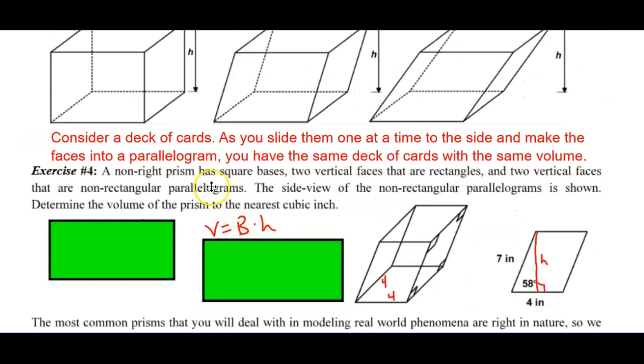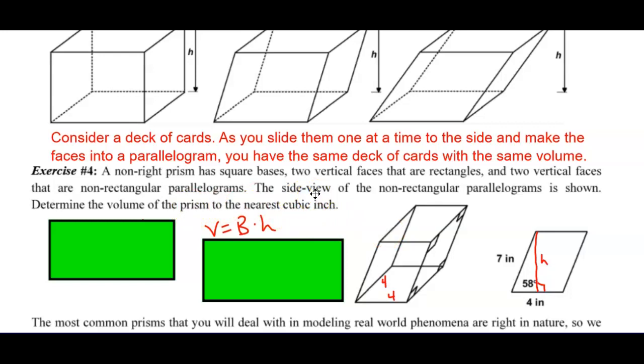All right, a non-right prism has 2 square bases. So here's an example of it. The square bases are on the side this time, right? And so the 2 vertical faces that are rectangles and 2 vertical faces that are non-rectangular parallelograms. So the side view is shown here. Determine the volume of the prism to the nearest cubic inch.